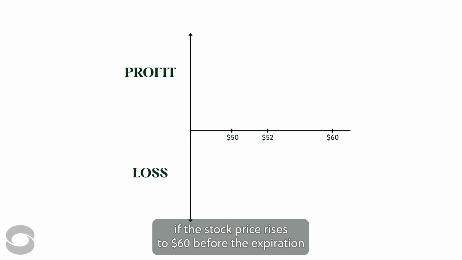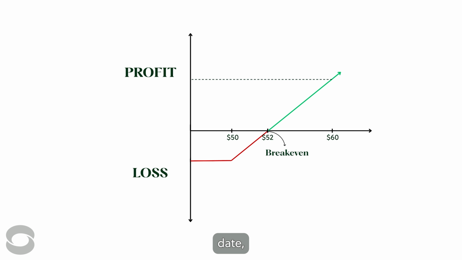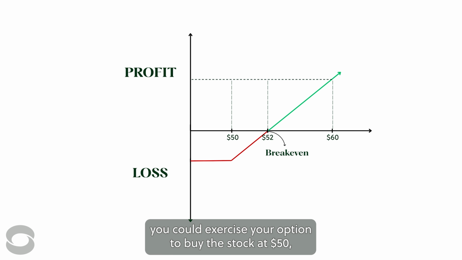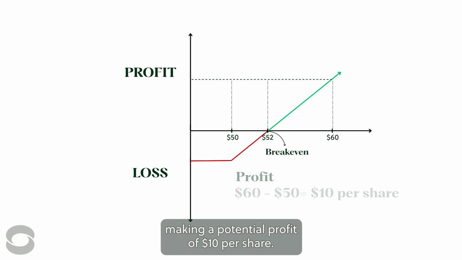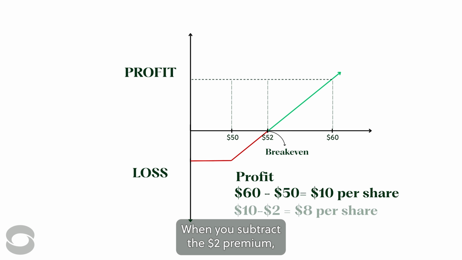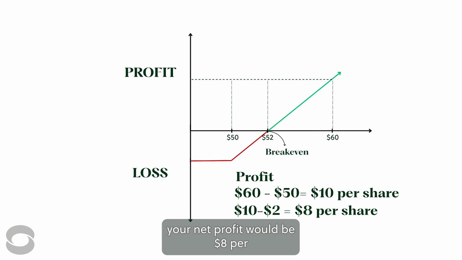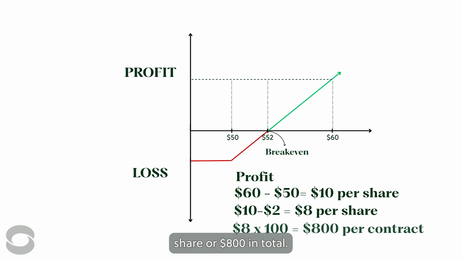If the stock price rises to $60 before the expiration date, you could exercise your option to buy the stock at $50, which is below the current market price, making a potential profit of $10 per share. When you subtract the $2 premium, your net profit would be $8 per share or $800 in total.